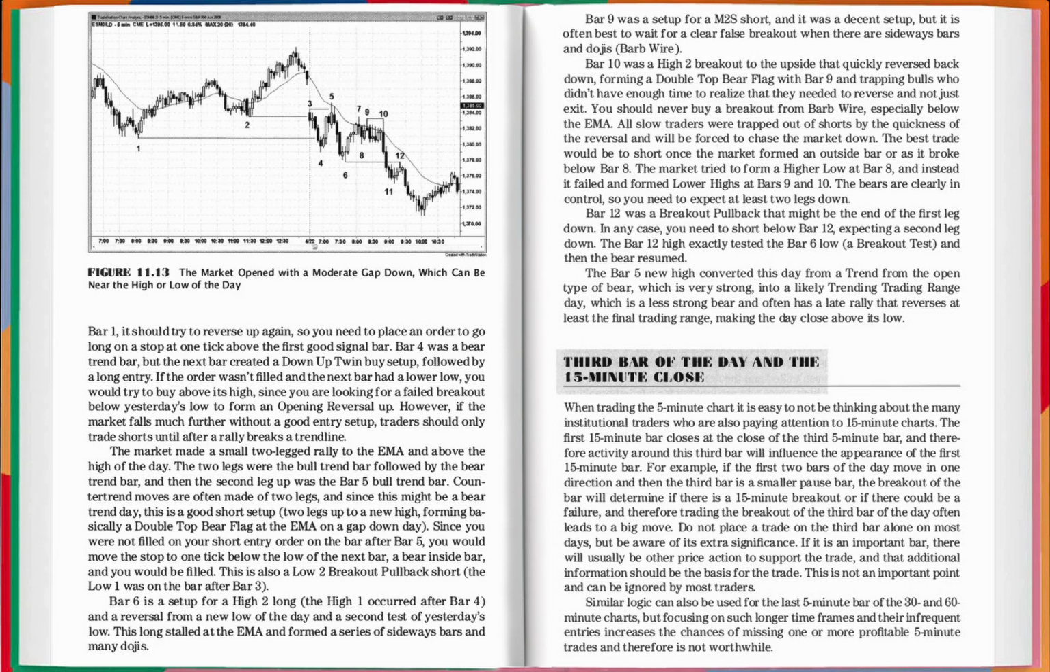The first 15-minute bar closes at the close of the third 5-minute bar, and therefore activity around this third bar will influence the appearance of the first 15-minute bar. For example, if the first 2 bars of the day move in one direction and then the third bar is a smaller pause bar, the breakout of the bar will determine if there is a 15-minute breakout or if there could be a failure.